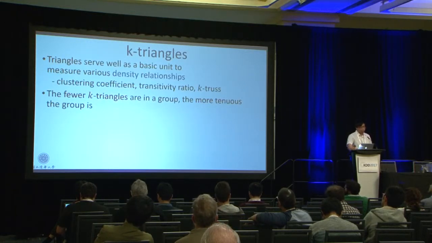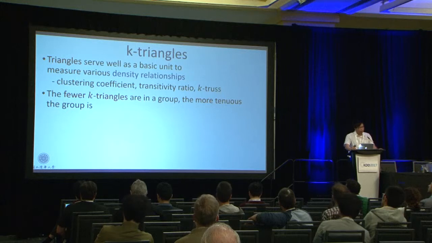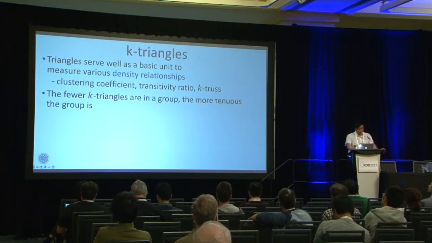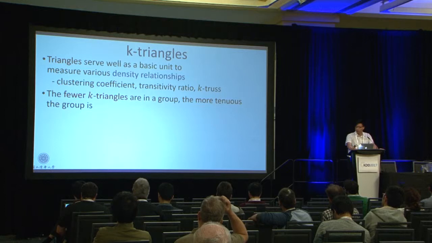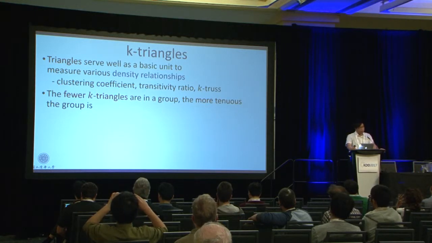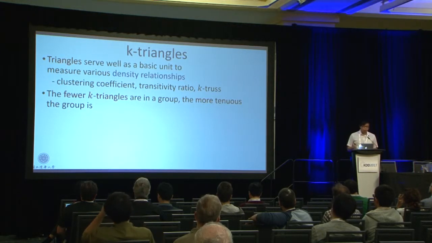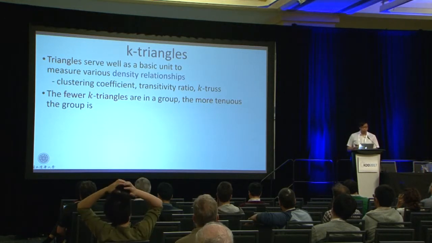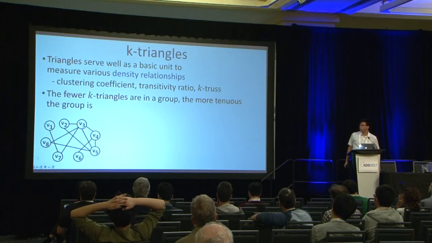And we might ask another question. Why are we using triangles to measure tenuity? Our answer is that triangles serve well as a basic unit to measure various density relationships, such as clustering coefficient, transitivity ratio, or k-trusses. In fact, the fewer the K triangles are in the group, the more tenuous the group is.